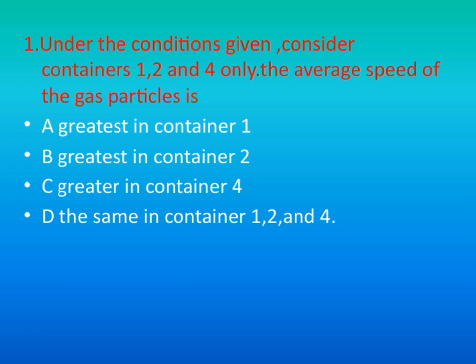The options then are to compare the conditions of containers 1, 2, and 4 and determine which one has the highest temperature or the conditions that lead to the highest particle speed. This question ties into our overall theme of understanding gas behavior and how different factors like temperature and pressure affect particle motion. So, keep these concepts in mind as we analyze each container's conditions to find the correct answer.